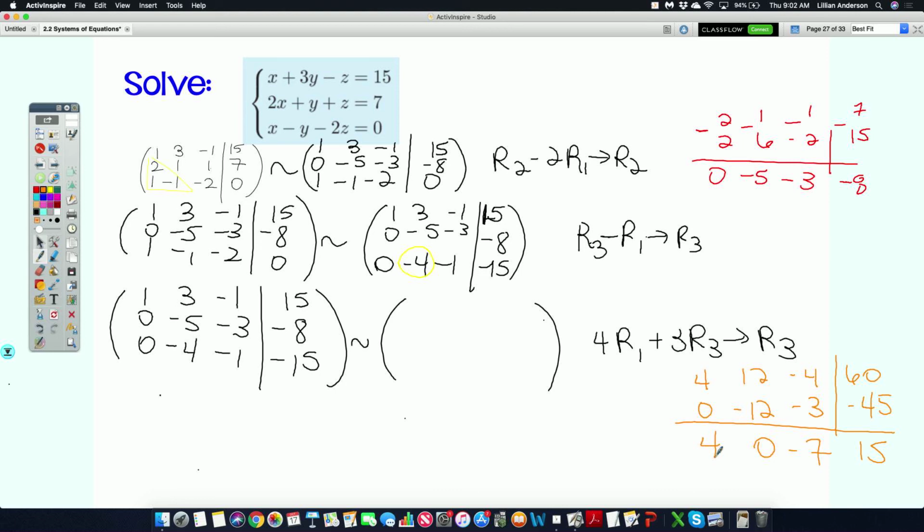Oh, 4 and 5. So instead of being 3 and 4, I'll need to use 4 and 5, and then row 2 and row 3. Okay, so let me fix this. So I'm going to multiply row 2 by 4, row 3 by 5. This one needs to be a negative so it can work. Okay. All right. So let's do that.